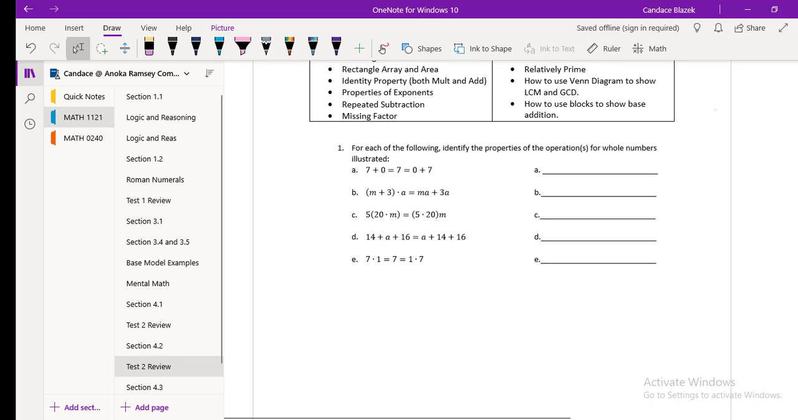The question says, for the following, identify the properties of the operations for whole numbers illustrated. Now, when we look at 7 plus 0 equals 7 equals 0 plus 7, that is the identity property for addition.